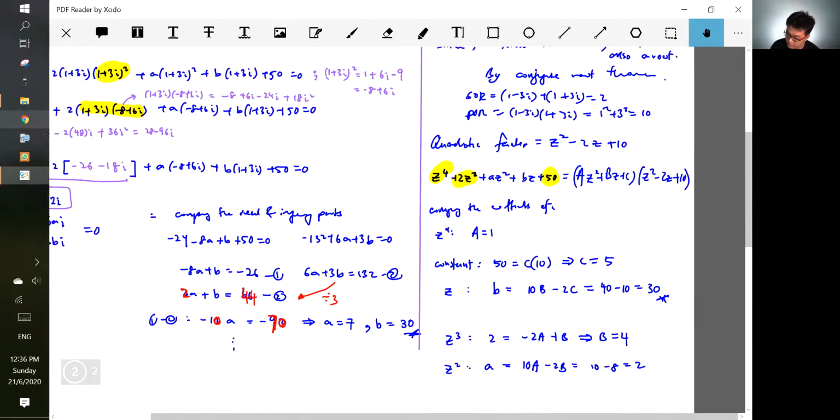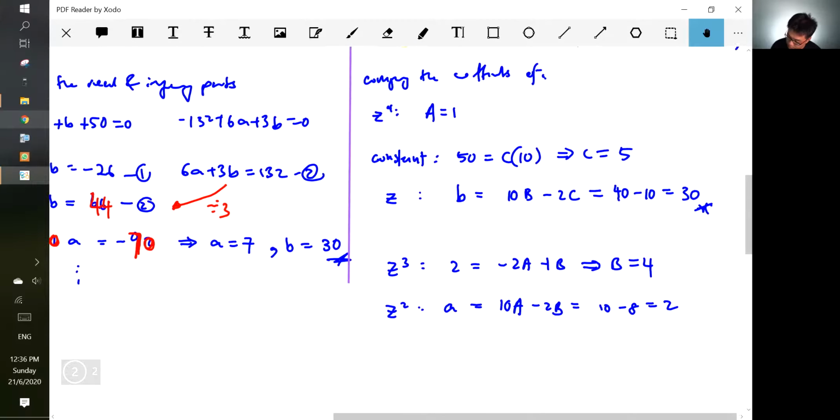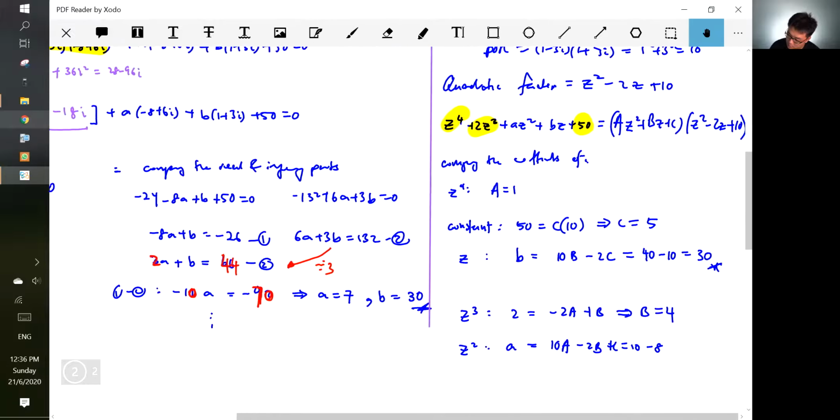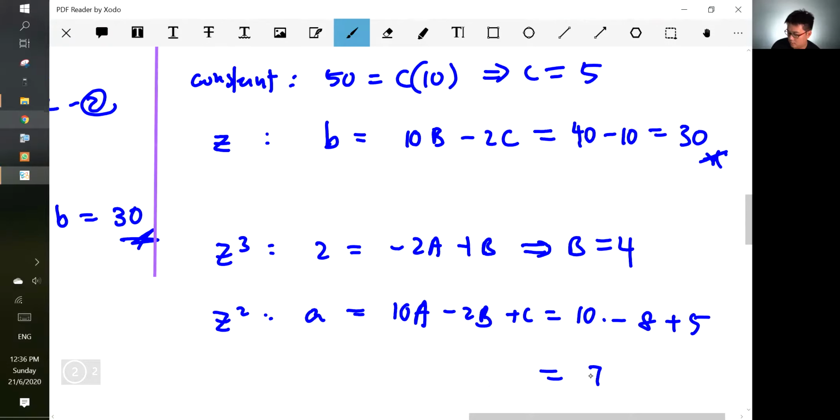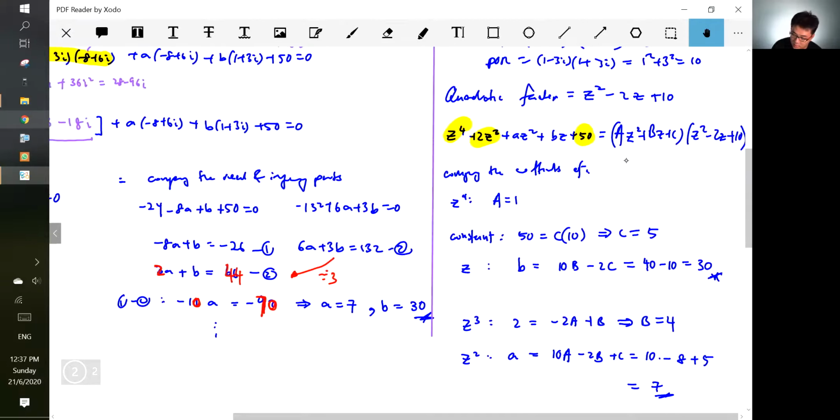Wait, there's one more. Z squared plus c. Yeah, c, do we have c? 5. 10 minus 8 plus 5, 7. Yeah, great. I think comparing is faster. So once you're done already, you could actually find the other root, which is this one here.